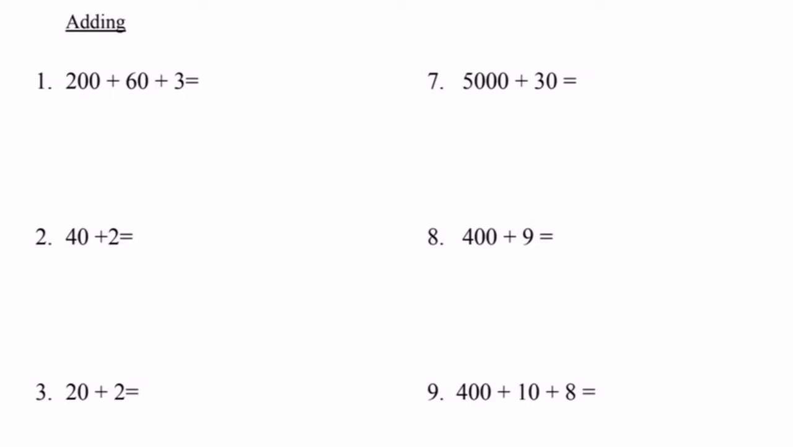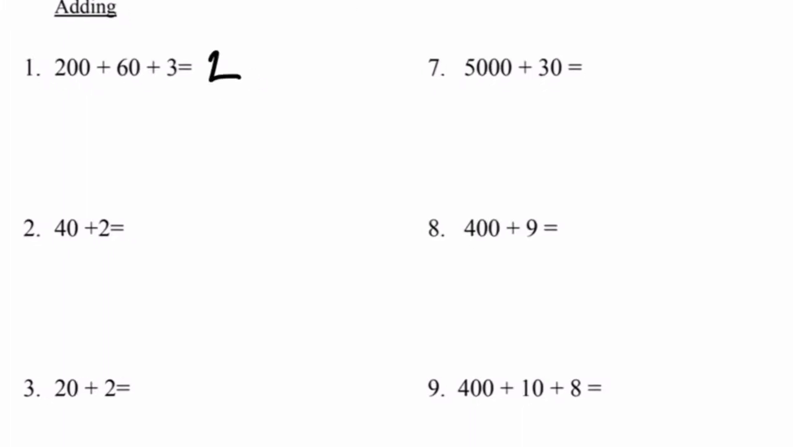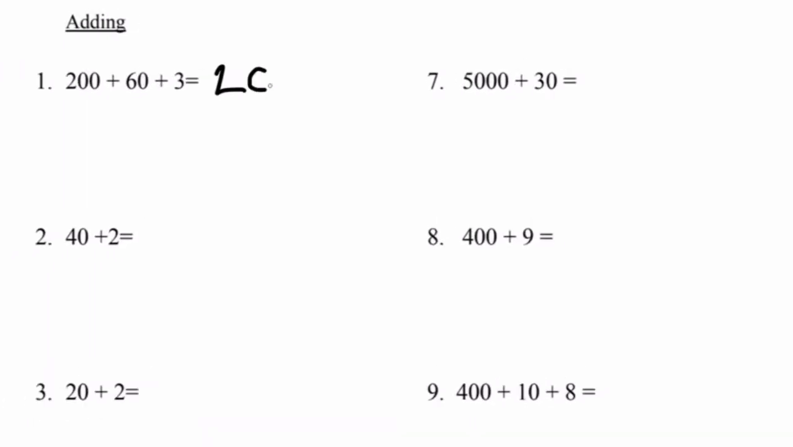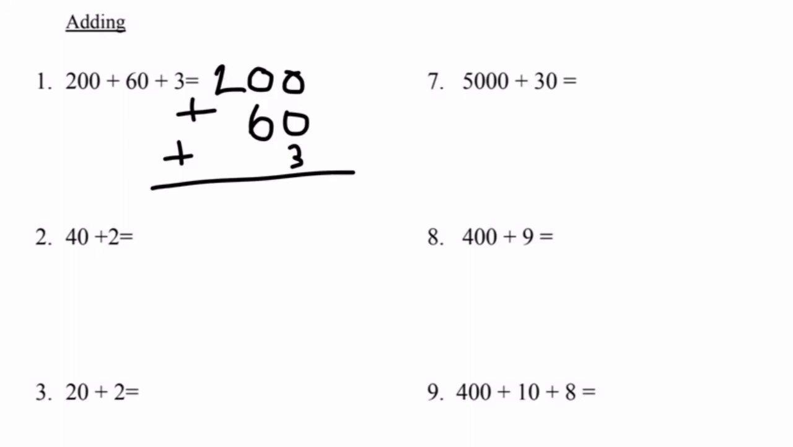Number 1, they give us the equation 200 plus 60 plus 3. We can solve this one way by aligning the numbers vertically in order for us to solve the problem easily. 200 plus 60 plus 3. Now that we aligned the numbers, let's add it. 0 plus 0 plus 3 equals 3. 0 plus 6 equals 6. We bring down the 2. Our final answer for 200 plus 60 plus 3 should equal 263.